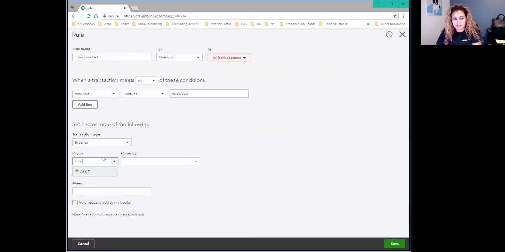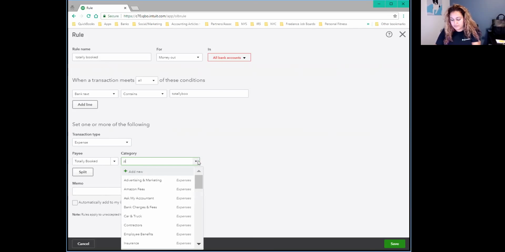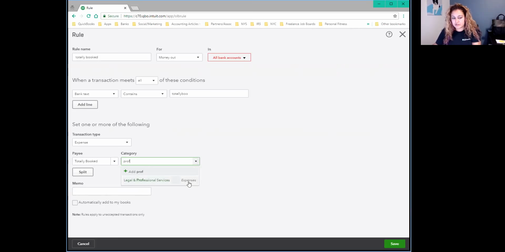And this is kind of cool, right? If you don't already have the vendor in your account, you can add them on the fly. So I can say, let's add a new vendor, Totally Booked, and I can even add the details if I want to, and I'm going to save that here. And then usually people call me legal or professional services, so I would make it legal and professional services.